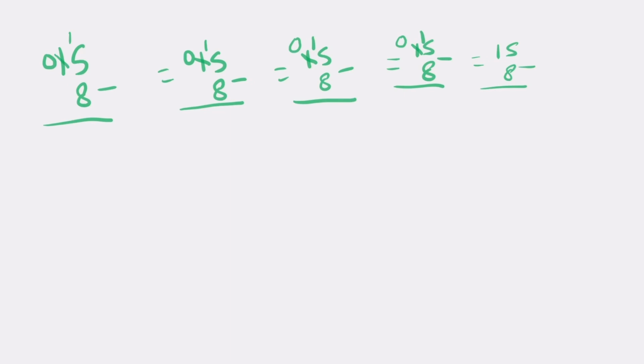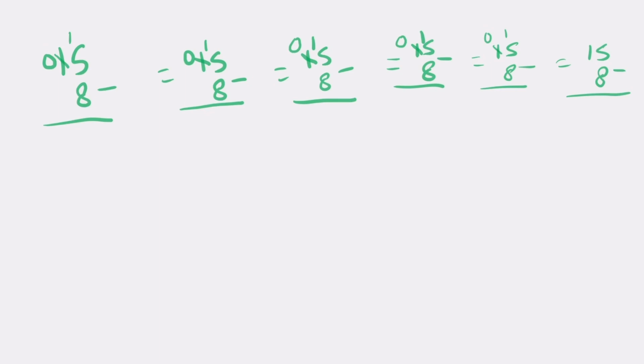Now, we have a 508. You can't take away an 8 from the 5, so you take a 1 from there, you put it there, you make this a 0, and that would be 15 minus 8. Now, what would we do next?